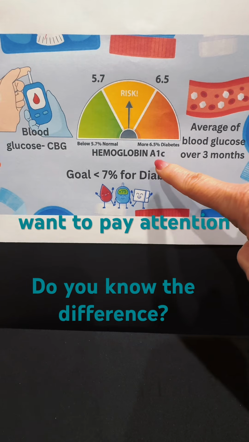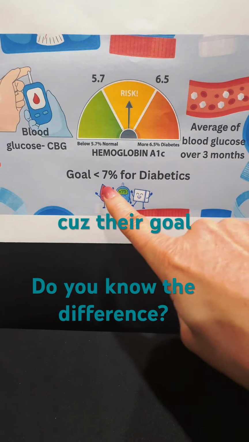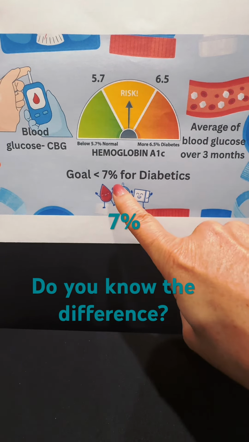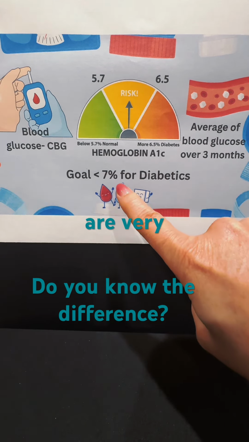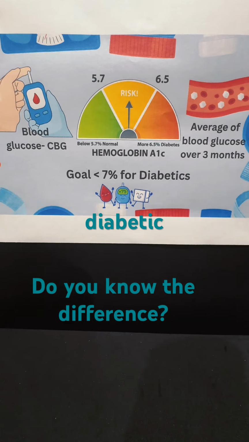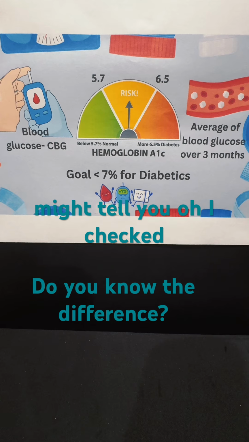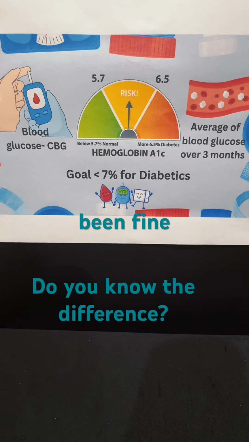We really want to pay attention to this, especially if we have a diabetic patient, because their goal is to be less than 7%. That means that their sugars are very well controlled. So if you have a patient that is diabetic, you want to look at their hemoglobin A1c to see how well their sugars are controlled. They might tell you, oh, I checked my sugars, they've been fine. But in reality, they could be as high as 14%. And we really need to fix that.